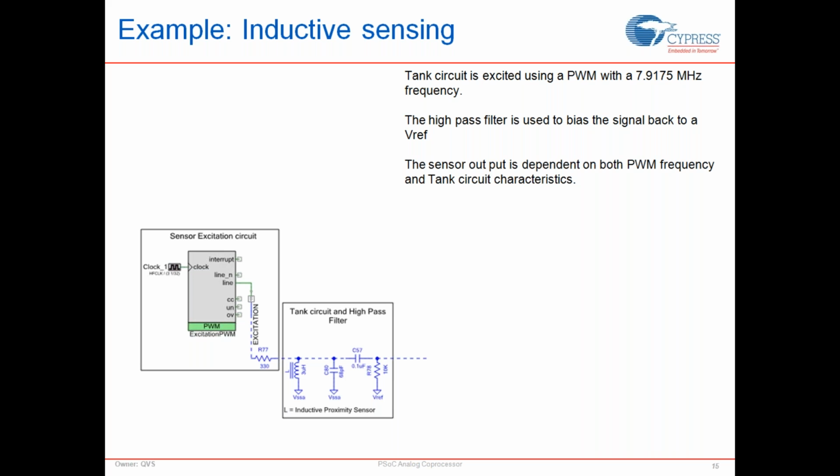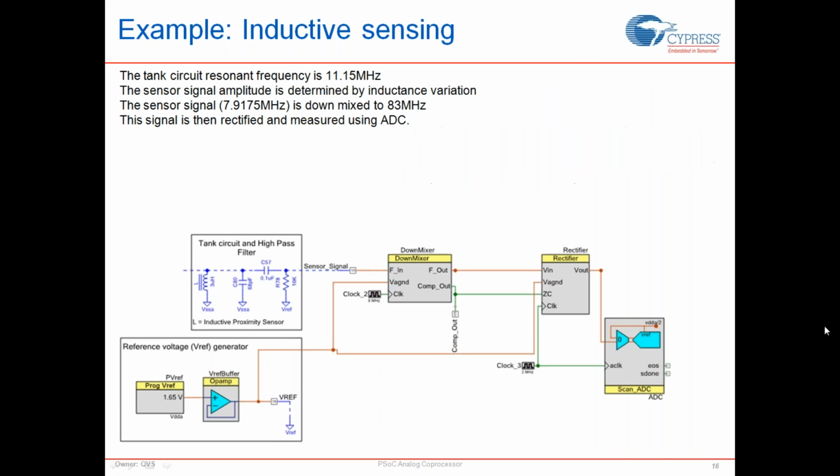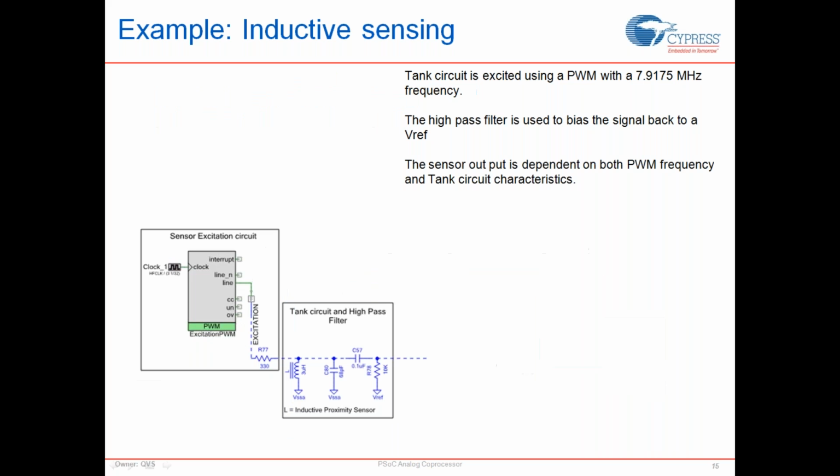So hence you have this PWM output, which is in equivalence going to be a sine wave of that frequency when it comes into the tank circuit. The tank circuit is designed to have a resonant frequency of 11.15 megahertz. So the tank circuit's peak occurs at 11.15 megahertz, but our excitation frequency is about 7.9175 megahertz.